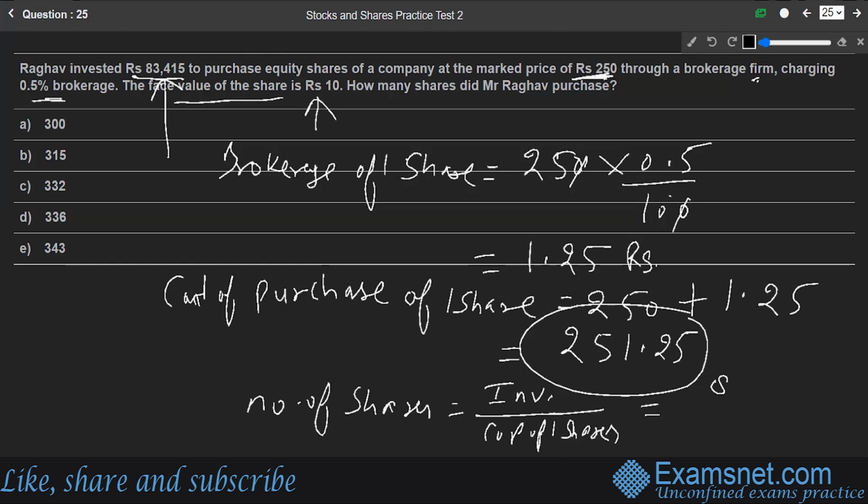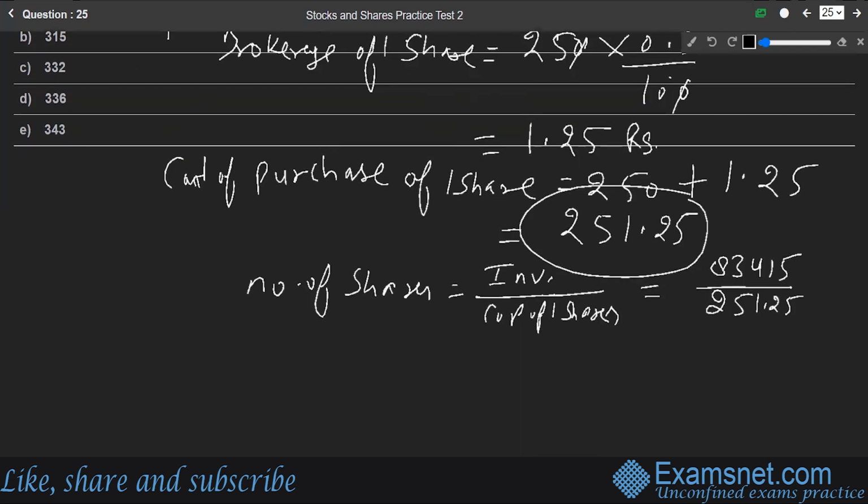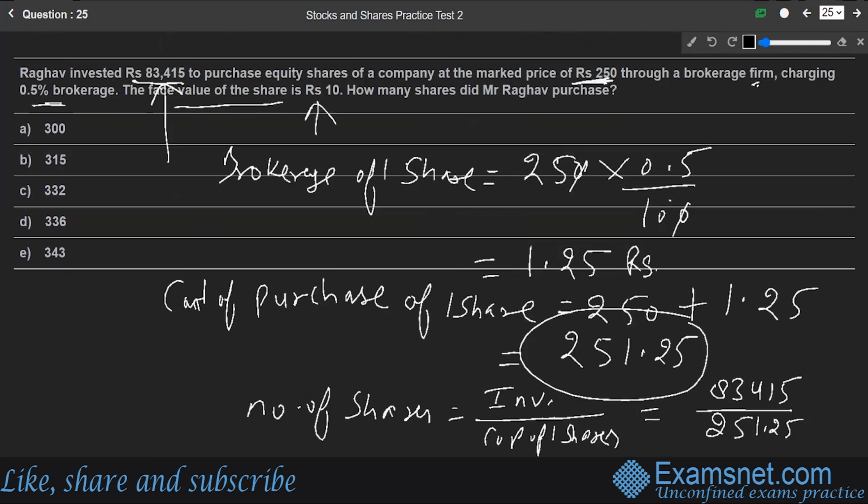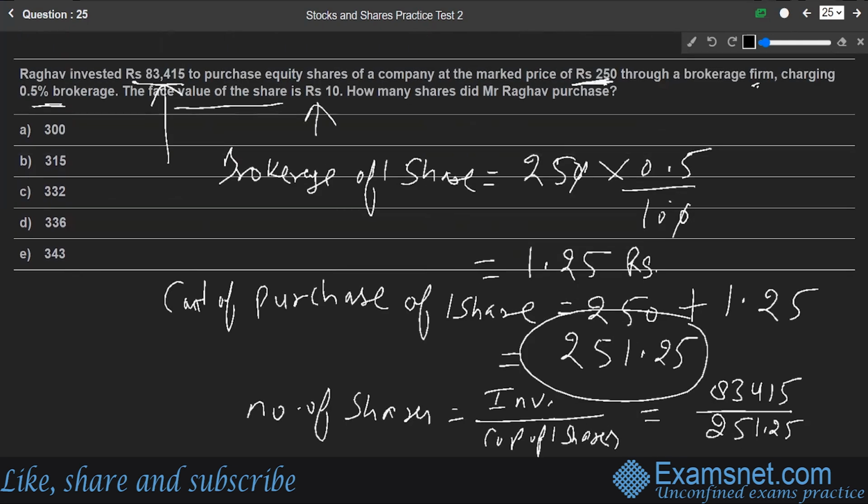Let us do it. The investment is 83,415 divided by one share cost 251.25. So clearly we have to perform this division. If we do it precisely, we get the final value as a whole number, 332. So this many shares have been bought. 332 is available clearly in option C, which becomes the right answer from there.